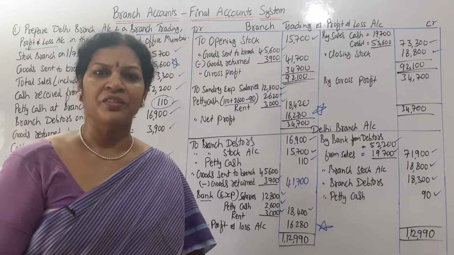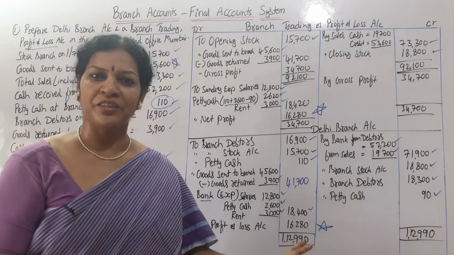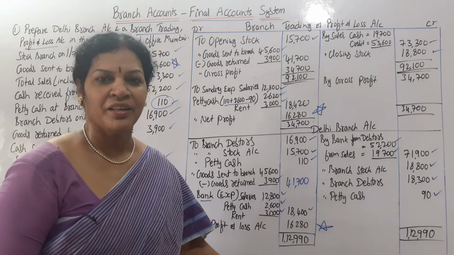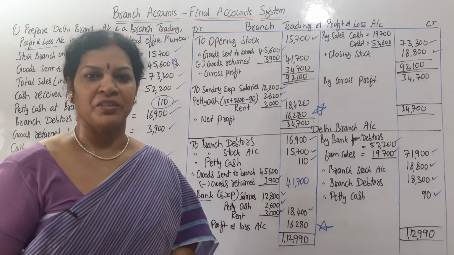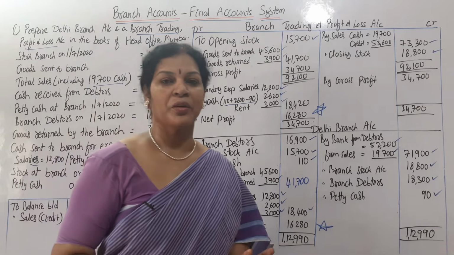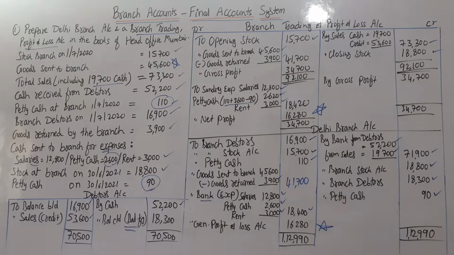It's just like a balance sheet is tallied, in the same way the branch account should tally. If it is not tallying, then somewhere you have made a mistake. Am I clear? First take a screenshot or note down, then after that I'll give you a recap once again.